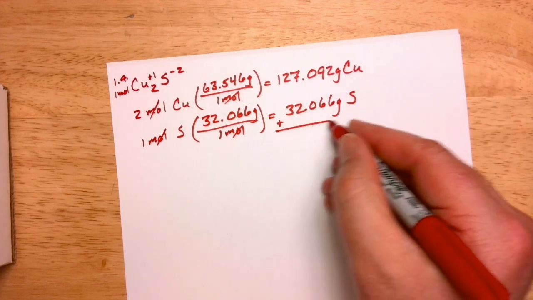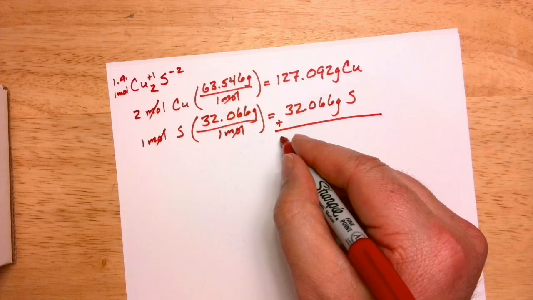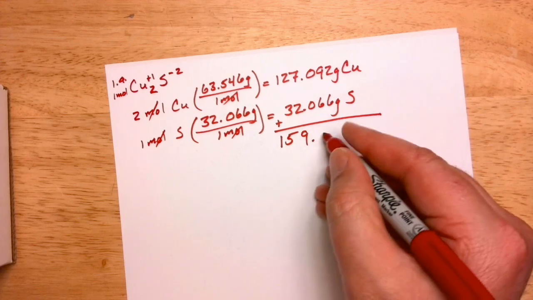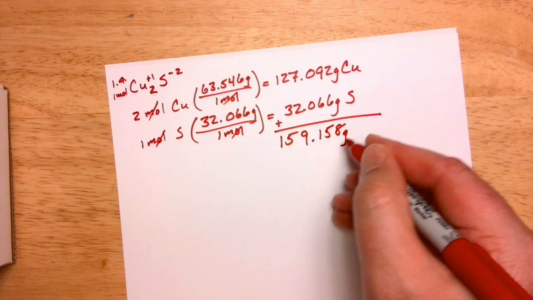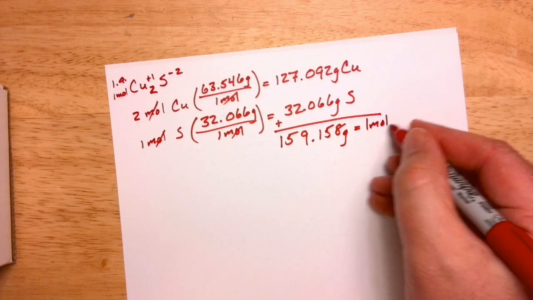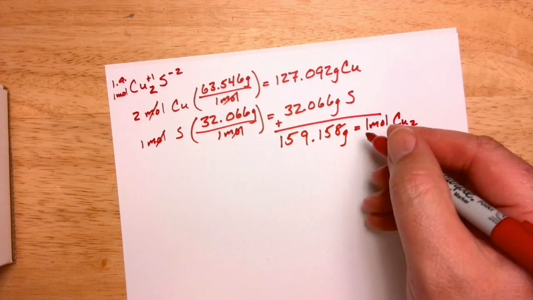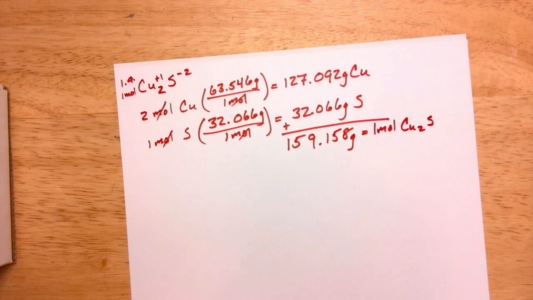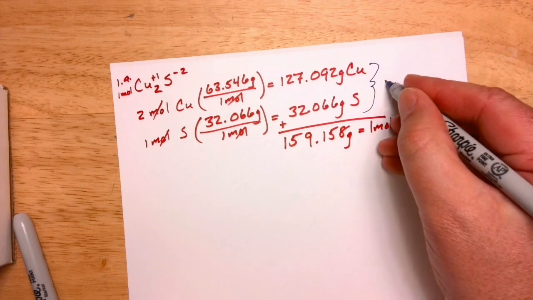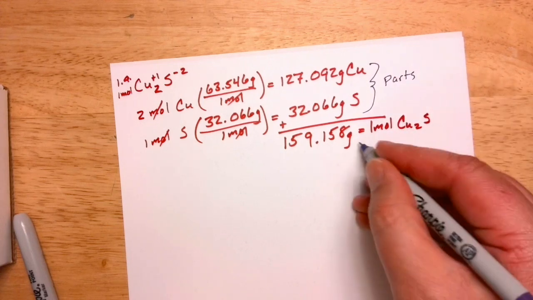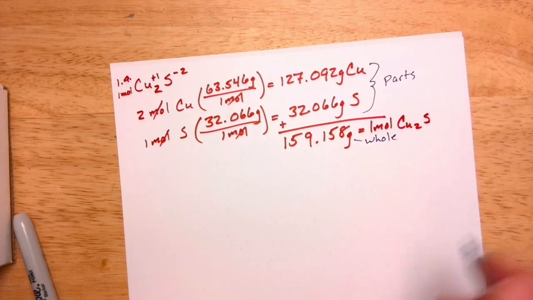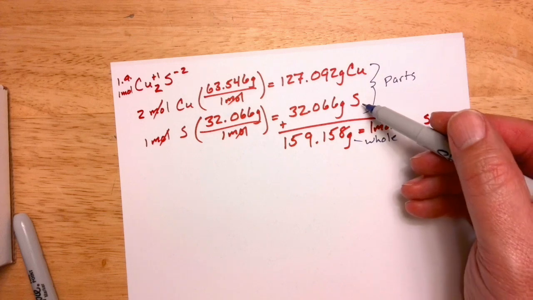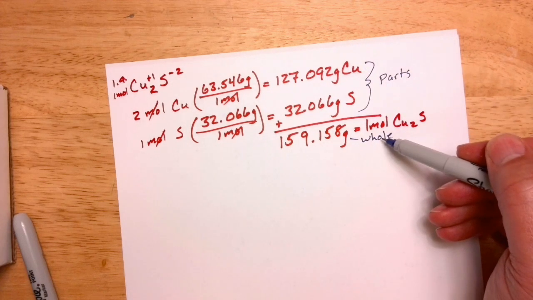So these are the mass of the parts. So now find the mass of the whole thing. So you add them together, which comes out to be 159.158 grams. Is equal to 1 mole of cuprous sulfide, or it's 159.158 grams per mole. So again, these are your parts. This is the whole. So you're trying to find out the percentage of copper and the percentage of sulfur. So you can always take the parts over the whole.